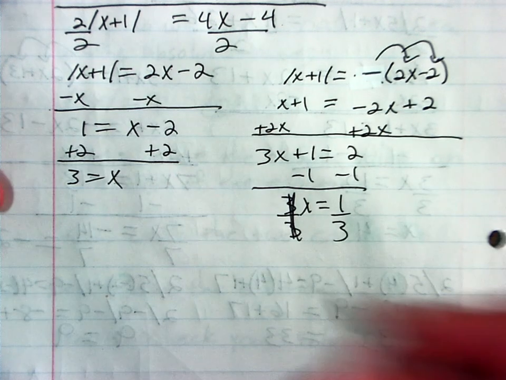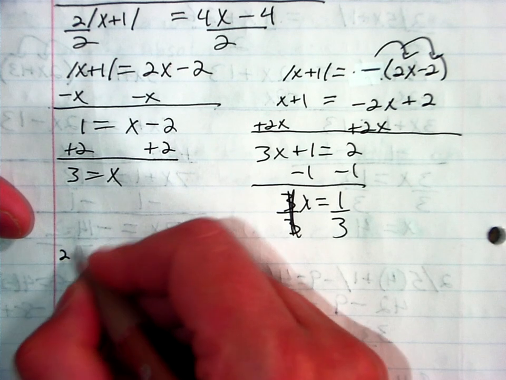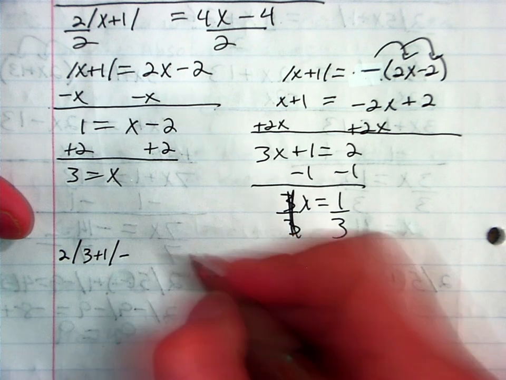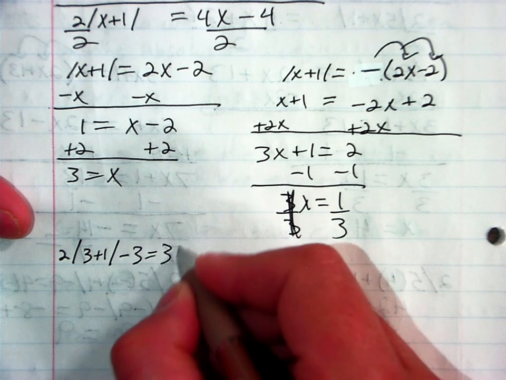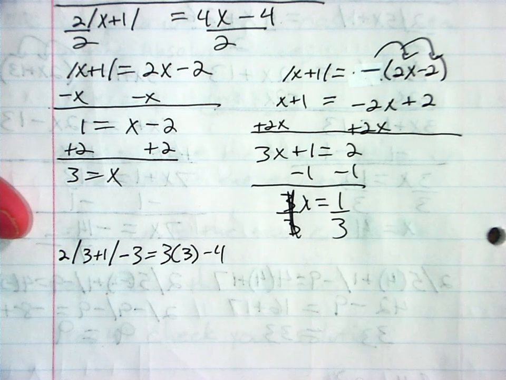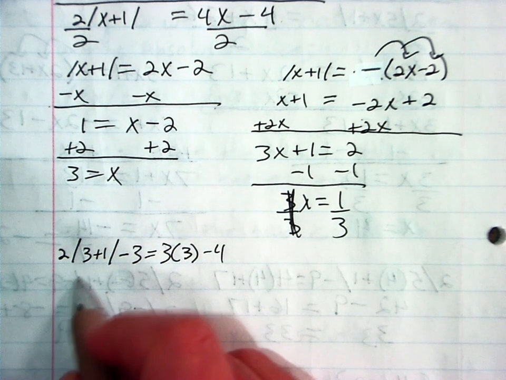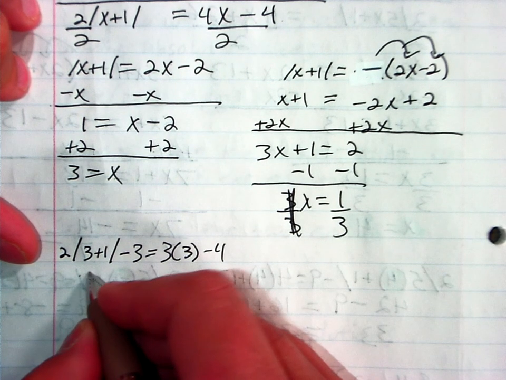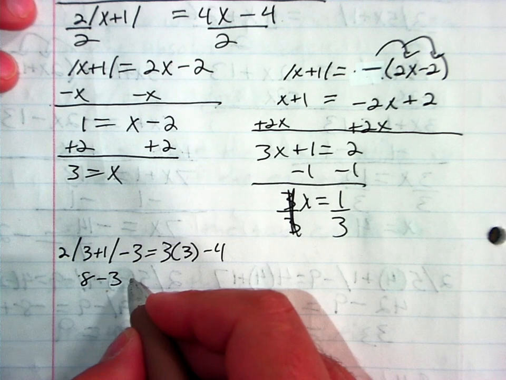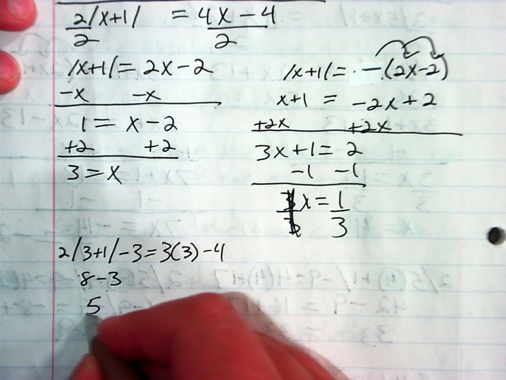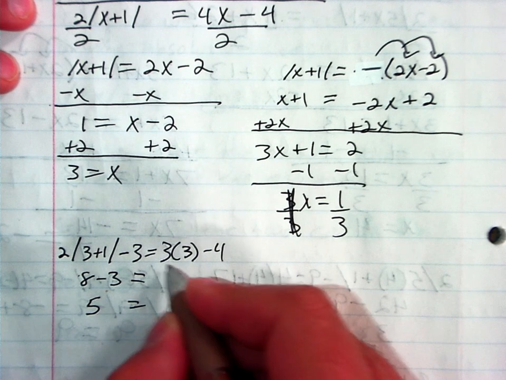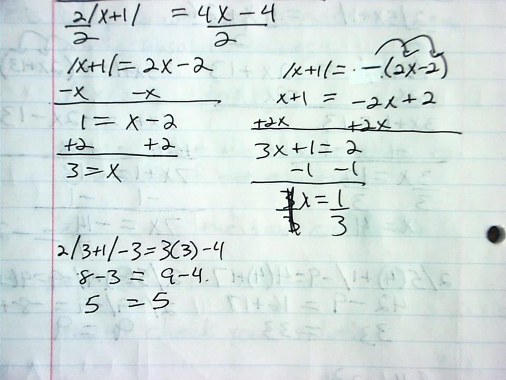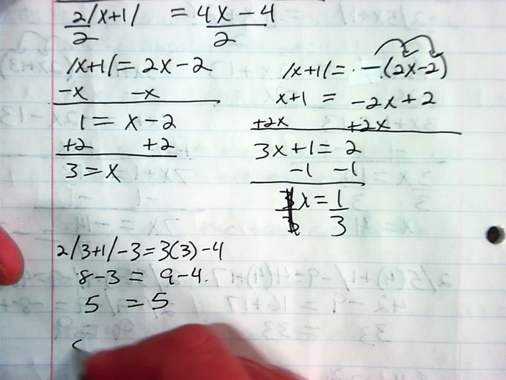All right, so now we need to plug in and make sure it works. 2 times the absolute value of 3 plus 1 minus 3 equals 3 times 3 minus 4. 3 plus 1 is 4. 4 times 2 is 8. 8 minus 3 is 5. So we got 5 on the left. Let's see what we get on the right. 3 times 3 is 9. 9 minus 4 is 5. So that one worked. So 3 is one of our answers.